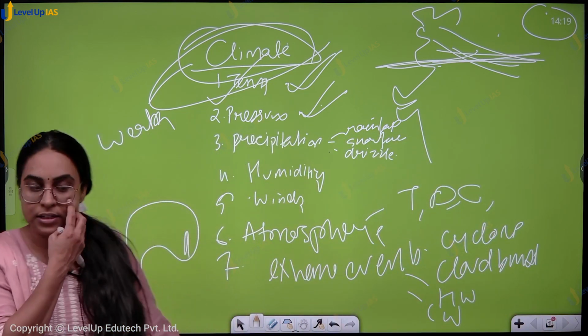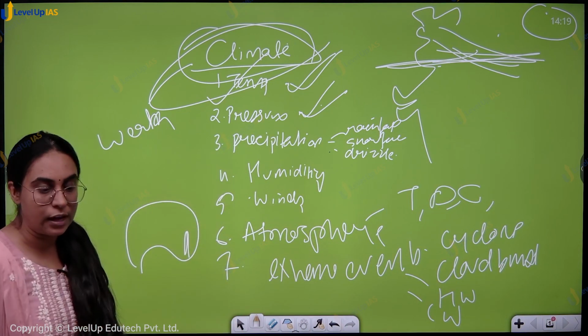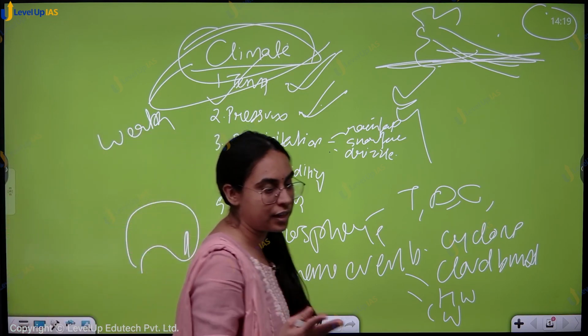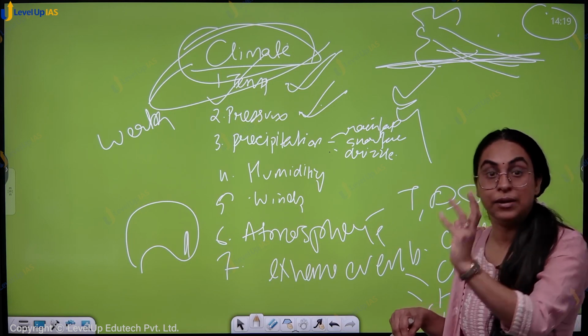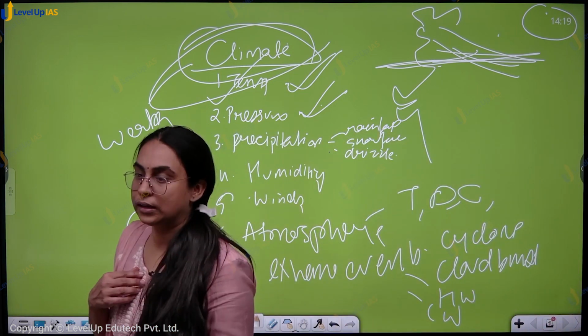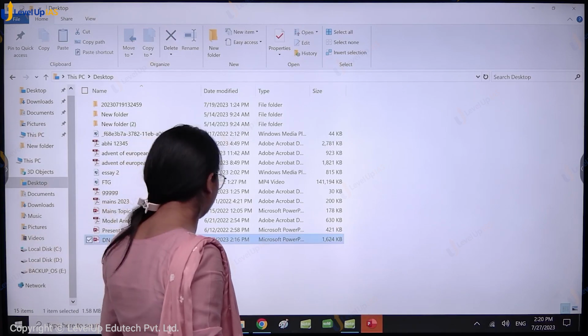Okay, so at least write down the elements of climate. If you have not written, write the elements of climate. Just make a hub-spoke diagram so that at least you'll know what climate means. What do we mean by climate? Okay. So we'll start off with what are the elements of climate.